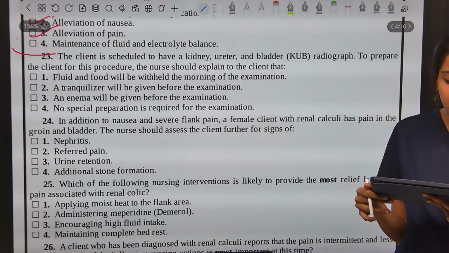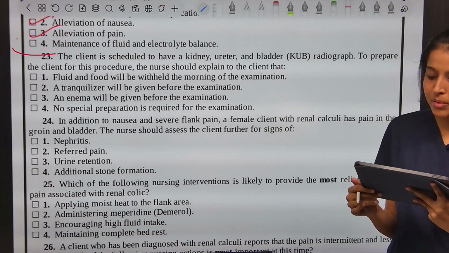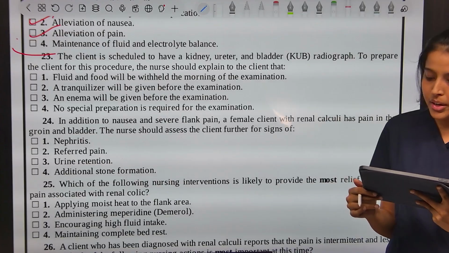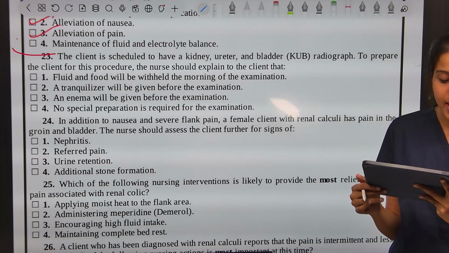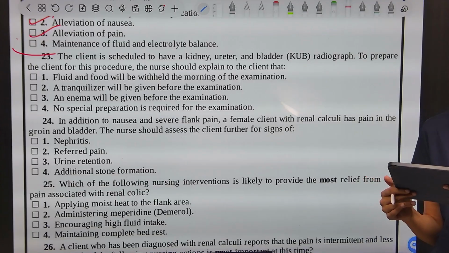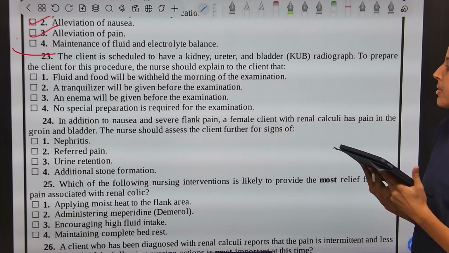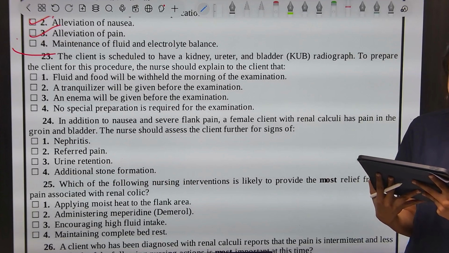Next question number 23. The client is scheduled to have kidney, ureter and bladder radiograph. To prepare the client for the procedure, the nurse should explain the client that. Four options are there. You have to choose one. You have 5 seconds. Try to answer this question.